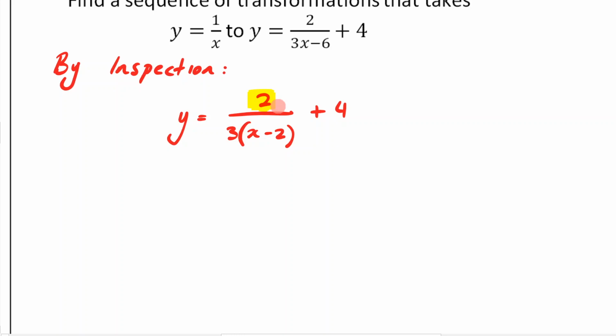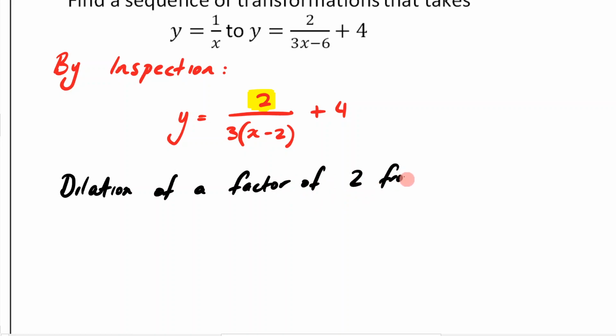The first one I'll read off is this 2. Remember, I start with my dilations, so that's why I'm starting with this 2. So dilation of a factor of 2 from the x-axis. Then I'm going to read off my other dilation which is occurring here, which is this 3.